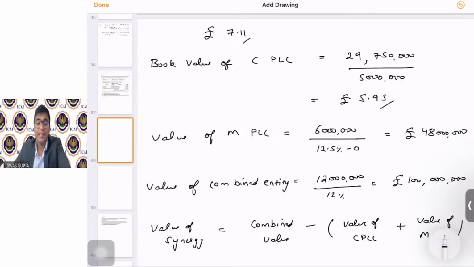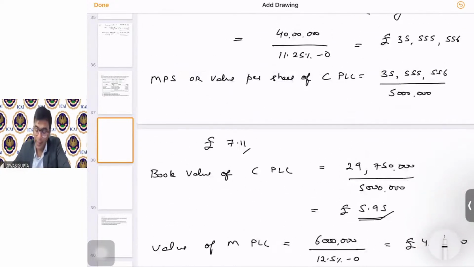So the minimum price that CPLC should accept is actually 5.95. They should protect their interests of the book value, although in the market the share price is going at a lesser amount, but it might be due to some other reasons. Because we have just calculated the correct market price should be 7.11. So if not 7.11, the company should at least get 5.95, right?